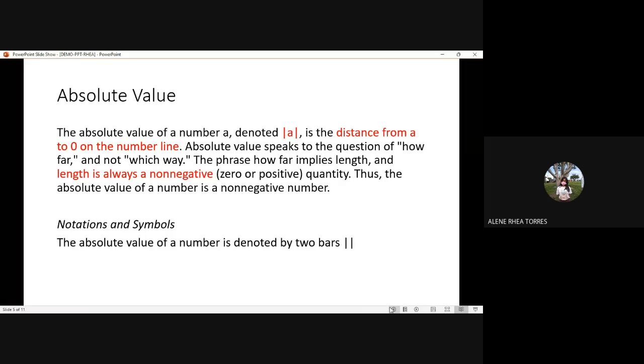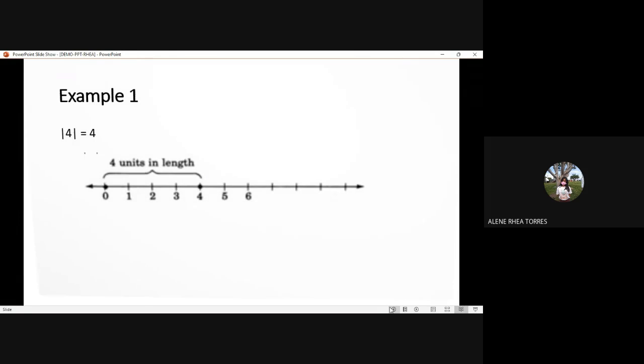Okay, so next slide, we have here an example. Okay, example number 1. So the absolute value of 4 is equal to 4. Bakit? Kasi if we count gikan sa 0 hangtod sa 4, pag ihapon nato iyang distance, dili na ta mag-ihap sa 0. Of course, mag-start ta always sa 1. So that is 1, 2, 3, and 4. So that's it. Ang result is magiging 4 po.